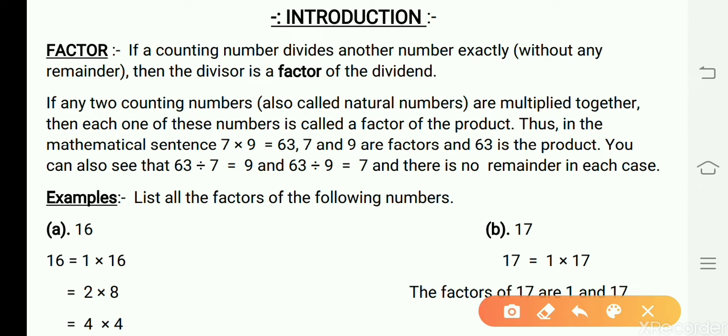Thus, in the mathematical sentence 7 × 9 = 63, 7 and 9 are factors and 63 is the product. You can also see in another example, 63 ÷ 7 = 9 and 63 ÷ 9 = 7, and there is no remainder in each case.